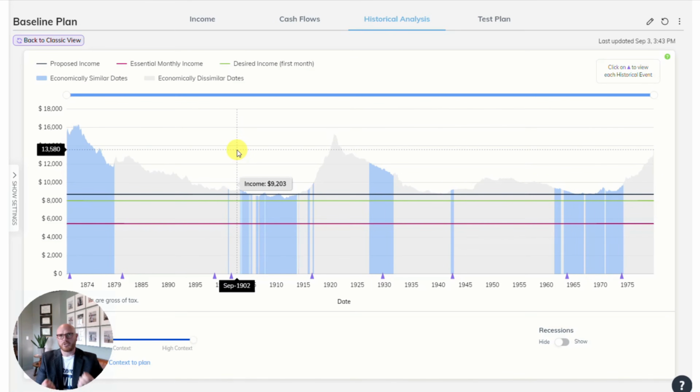So for Jordan and Susie's plan, what we have on the screen here is looking at their income plan mapped out against different economic environments from history. So Income Lab allows us to look at how their plan would have done, let's say, if they retired just before the Great Depression, or what if they retired in the 60s or 70s when there was high inflation similar to the way that it is today, this video being recorded in 2023.